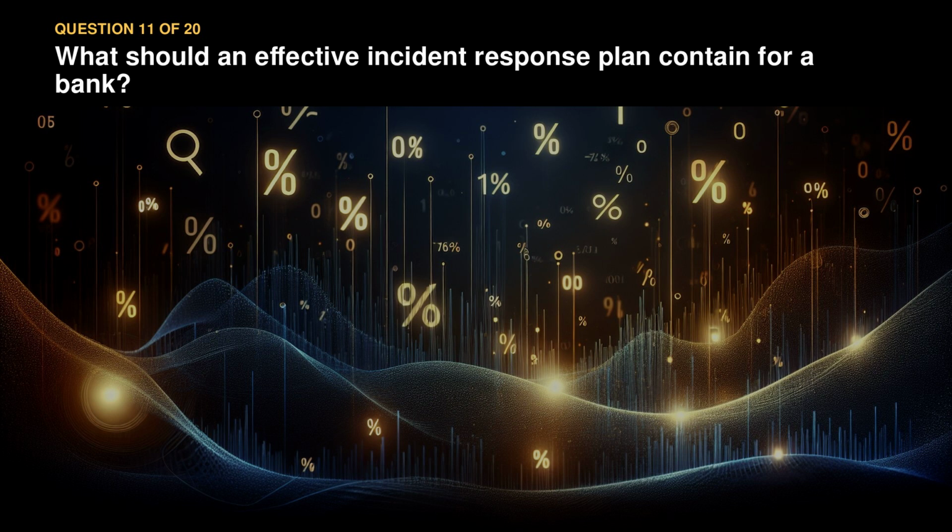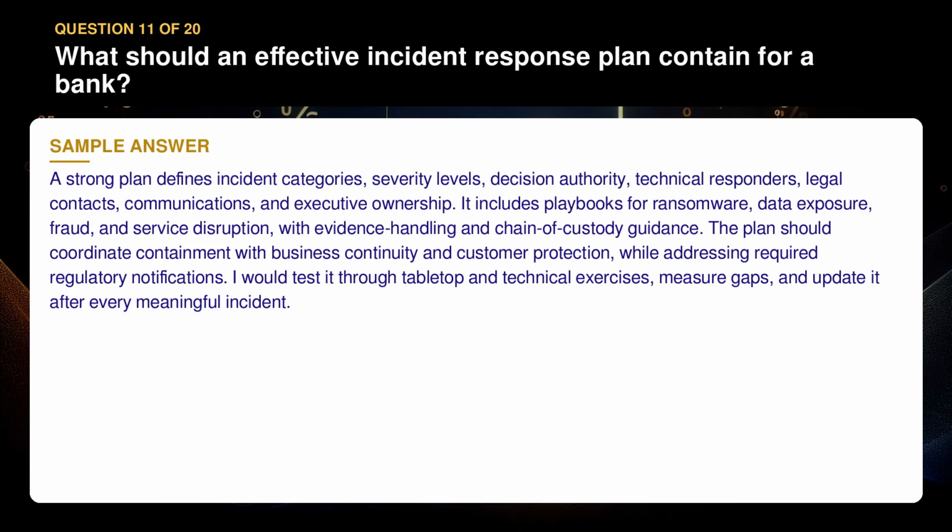Question 11. What should an effective incident response plan contain for a bank? A strong plan defines incident categories, severity levels, decision authority, technical responders, legal contacts, communications, and executive ownership. It includes playbooks for ransomware, data exposure, fraud, and service disruption, with evidence handling and chain of custody guidance.